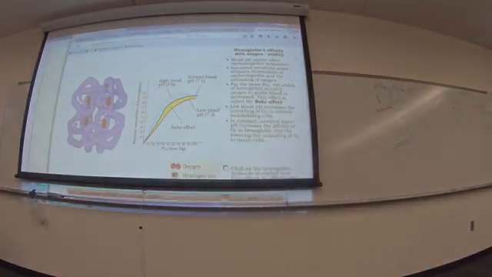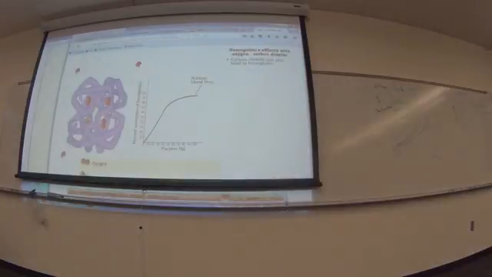So let me show you that I'm not making this up. Let's go back to this one. So this was the pH one. Carbon dioxide can also bind to hemoglobin. Remember that? The effect of carbon dioxide partial pressure is similar to the effect of pH.